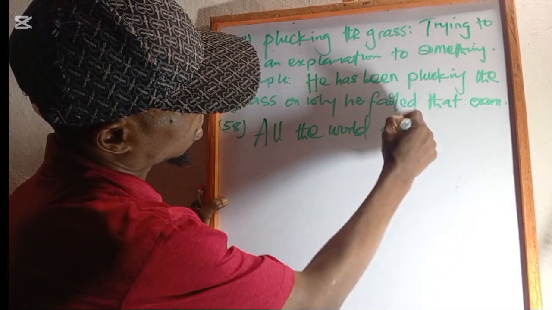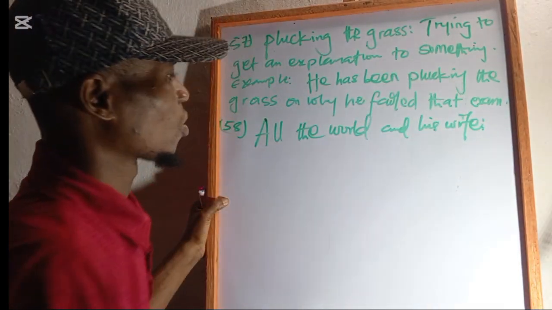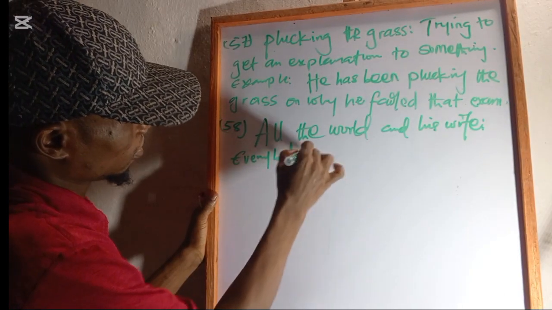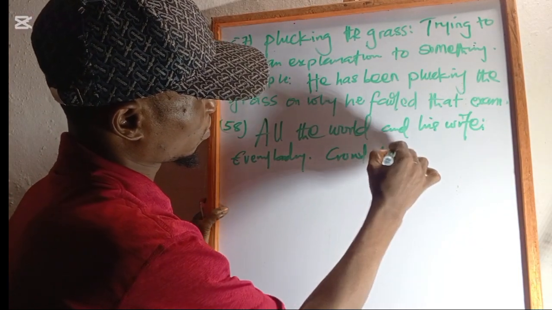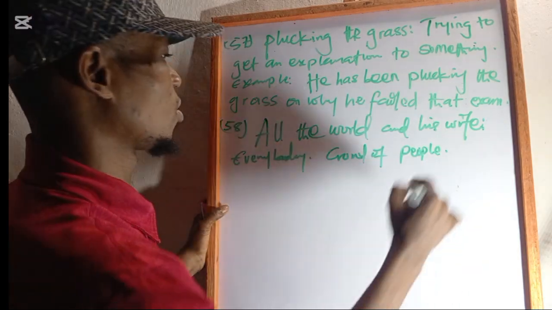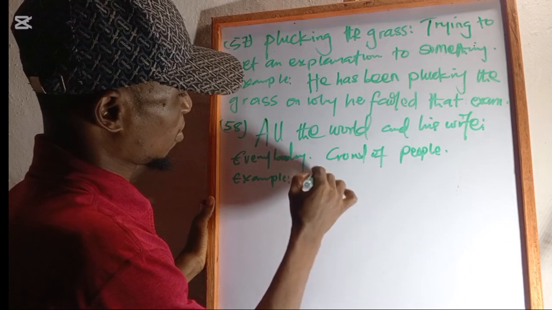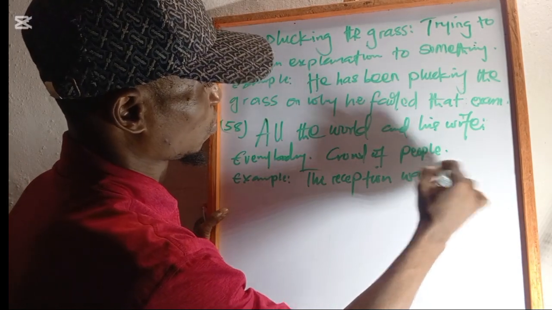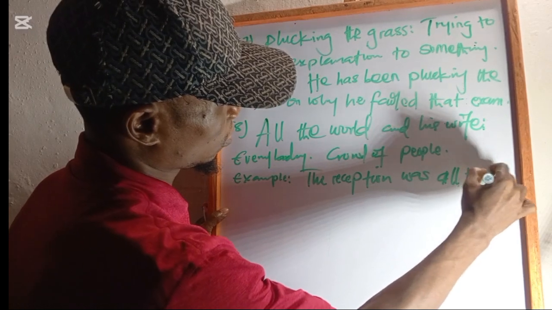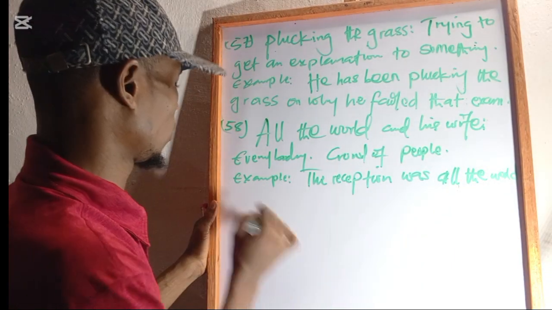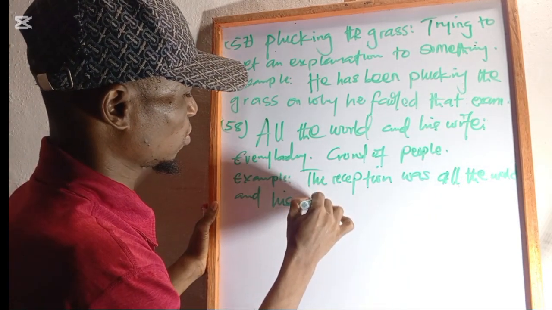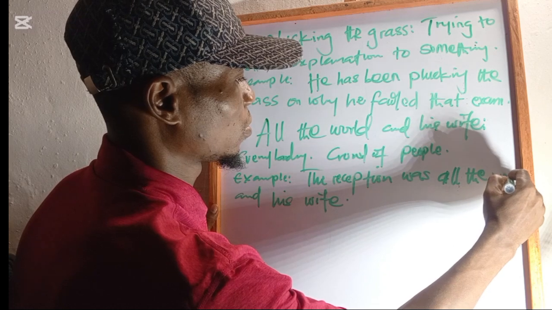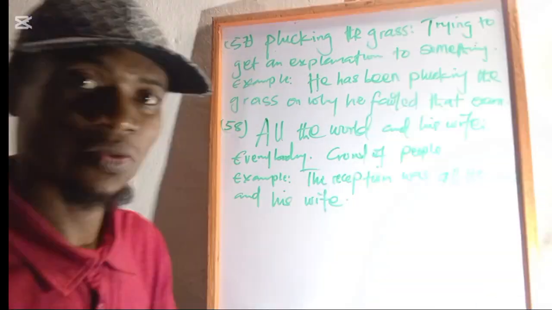Look at this idiom: all the world and his wife. All the world and his wife simply means everybody, a crowd of people. Example: the reception was all the world and his wife. The reception was what? All the world and his wife.